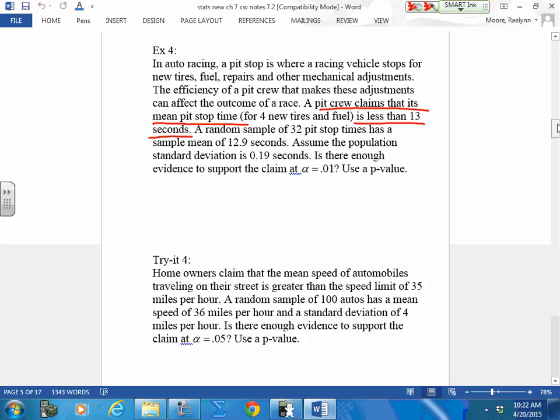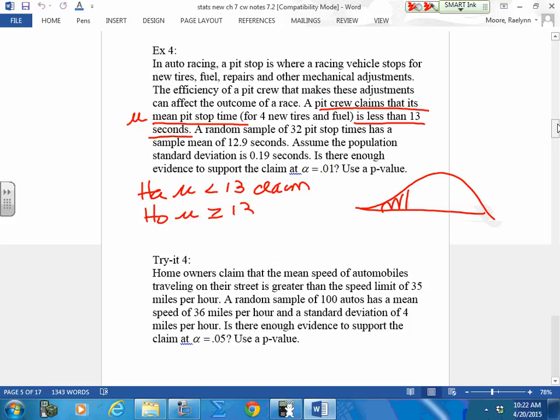Let's write the claim. So first just give me the claim. The mean is what symbol? The mu. Okay, let's start like that. We're talking population. This is a population statement. So the mean is less than 13. This is the HA. And what tail is this then? A left tail. So therefore, what's my H0? Good. Okay, now let's keep on going.